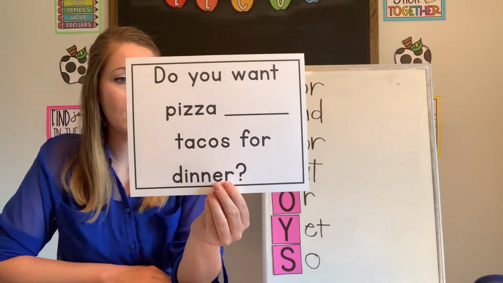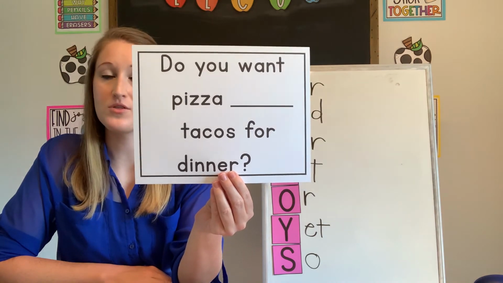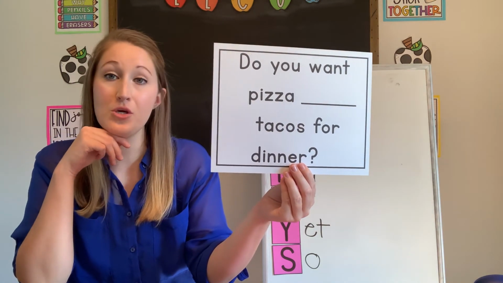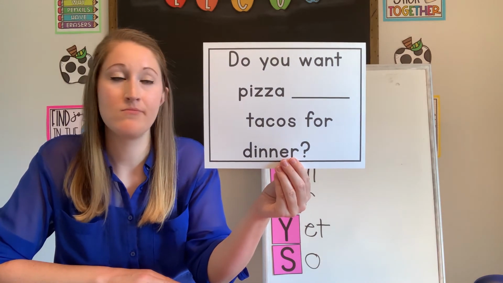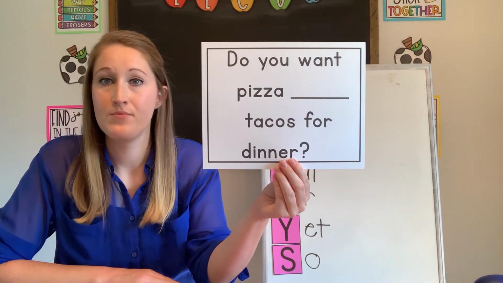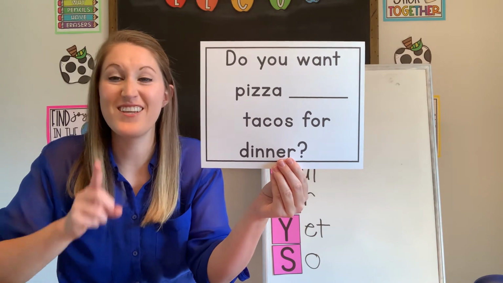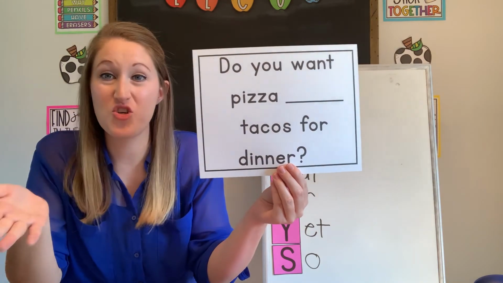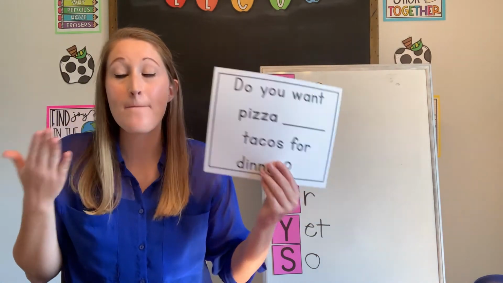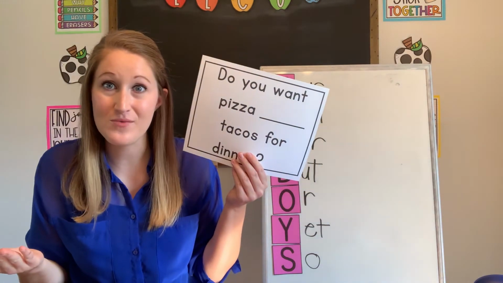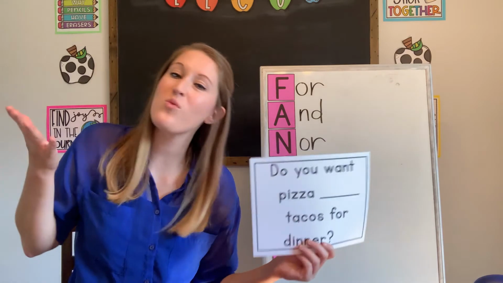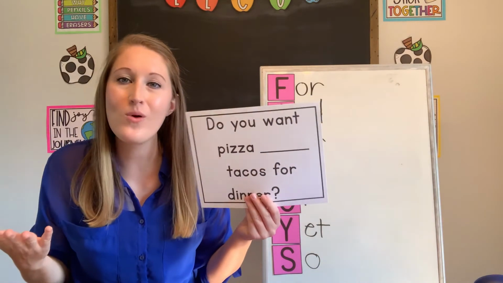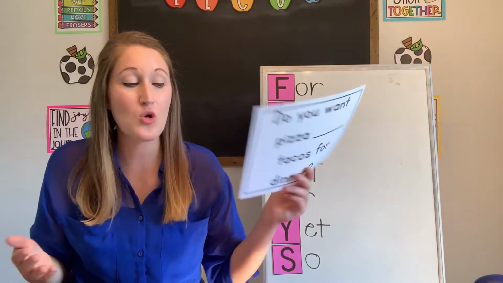Do you want pizza, blank, tacos for dinner? Good. Or, right, I'm giving a choice between two different things, pizza or tacos, right? You don't want pizza and tacos, right? We want to choose one or the other. So or is a great word to use when we're having choices.